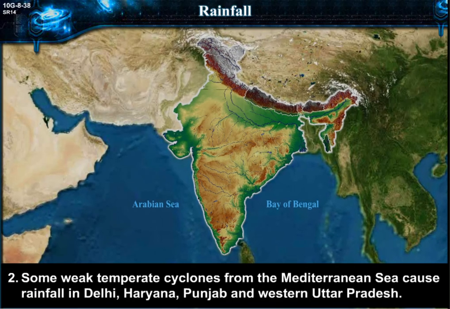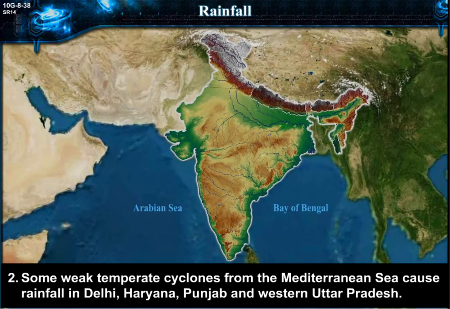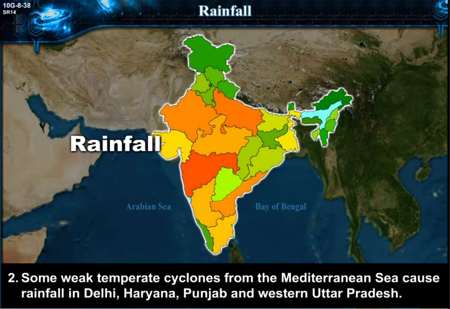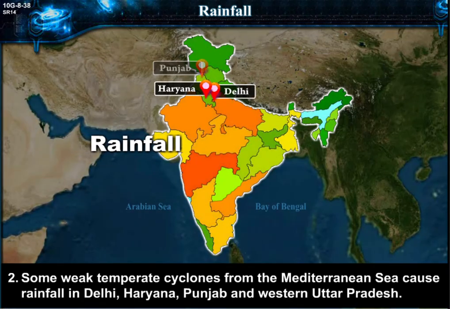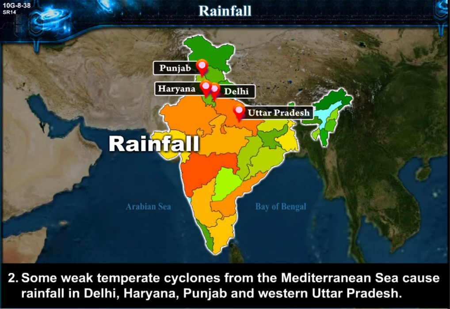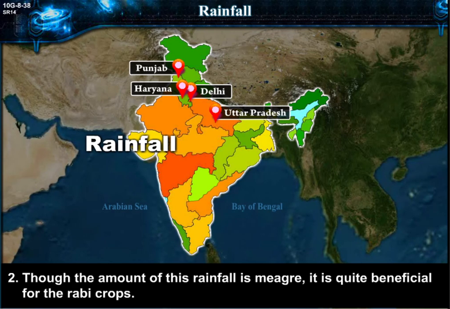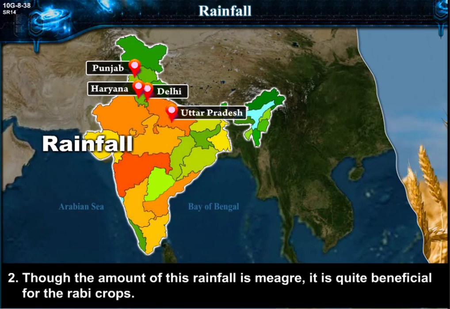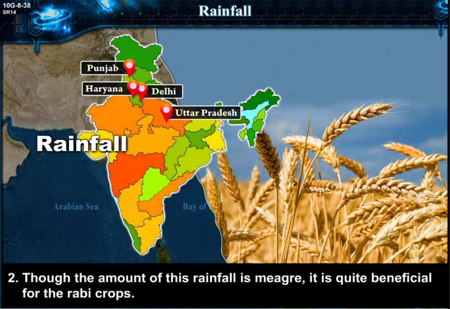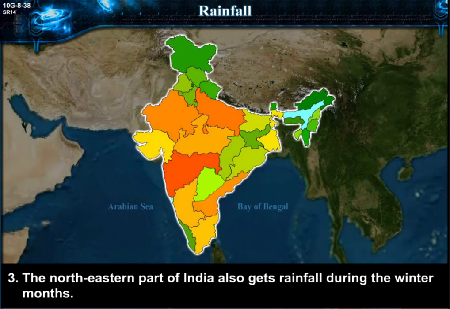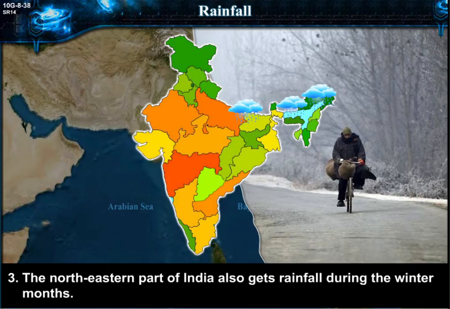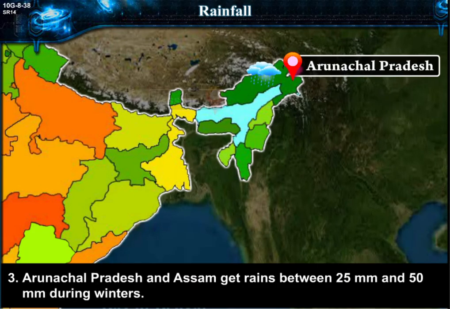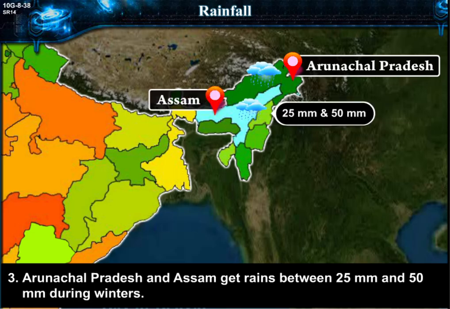2. Some weak temperate cyclones from the Mediterranean Sea cause rainfall in Delhi, Haryana, Punjab and western Uttar Pradesh. Though the amount of this rainfall is meagre, it is quite beneficial for the rabi crops. 3. The northeastern part of India also gets rainfall during the winter months. Arunachal Pradesh and Assam gets rains between 25 mm and 50 mm during winters.